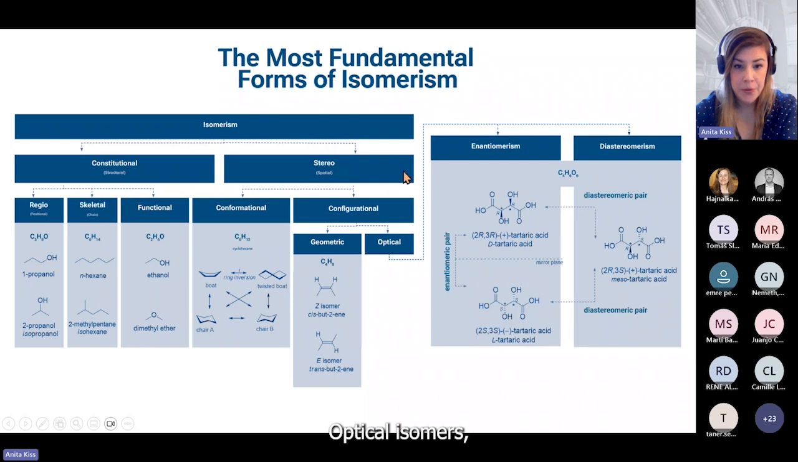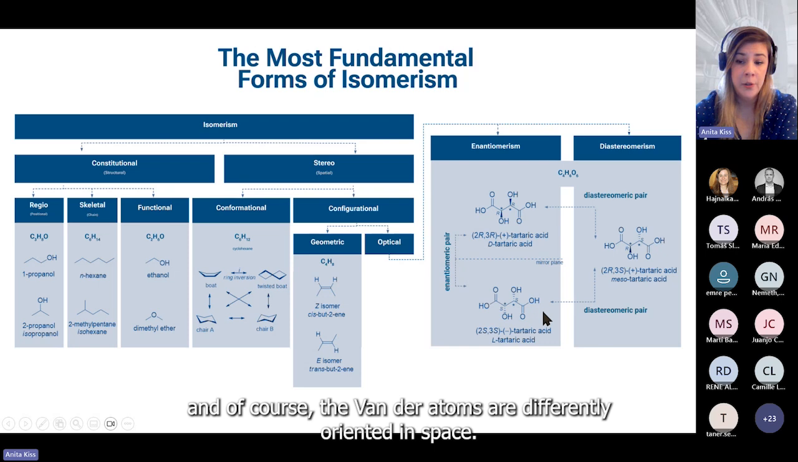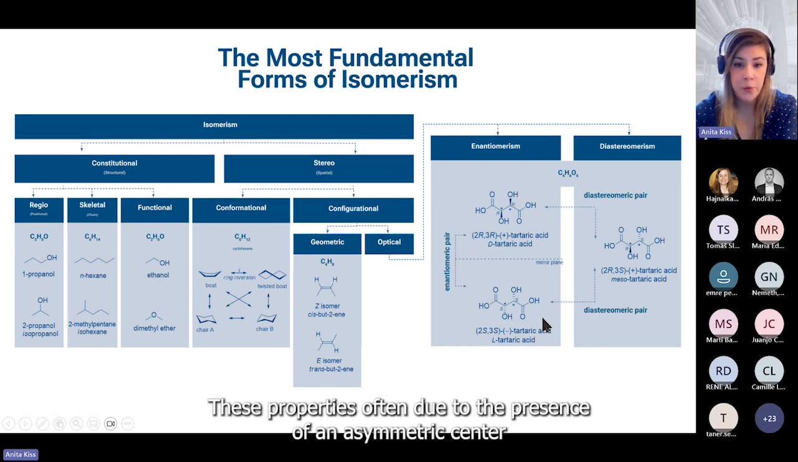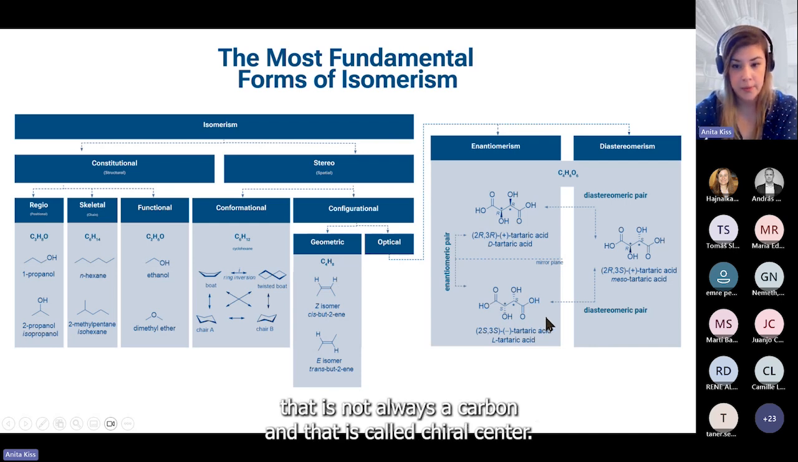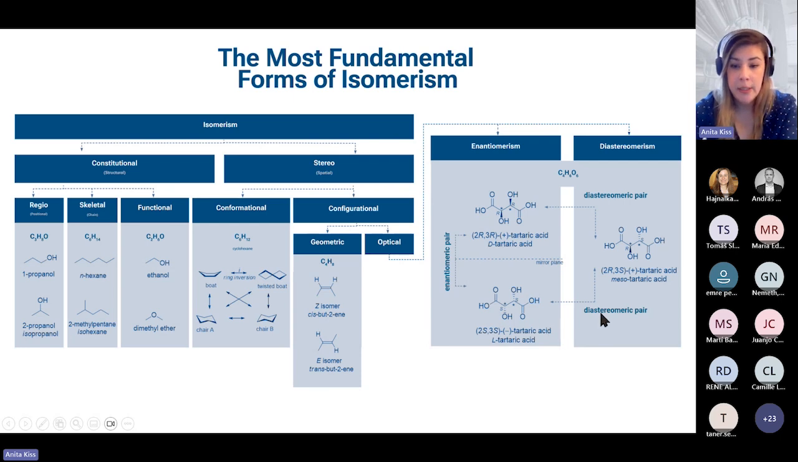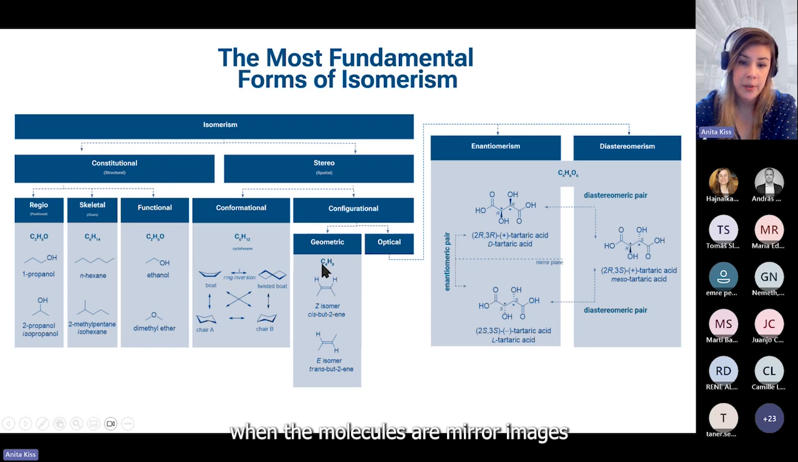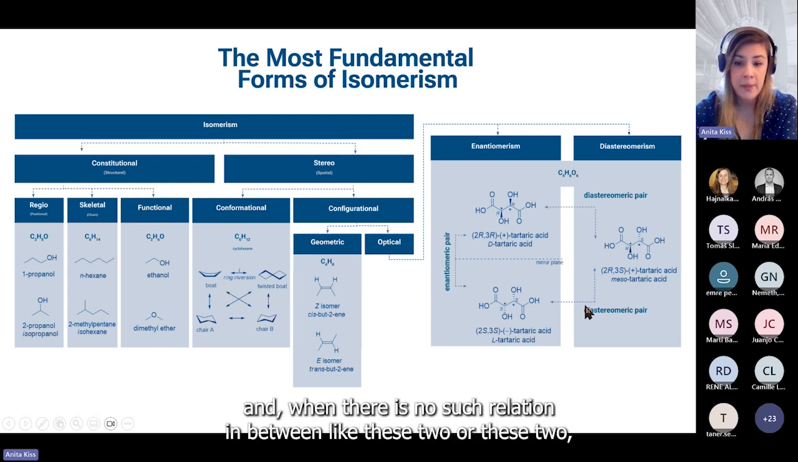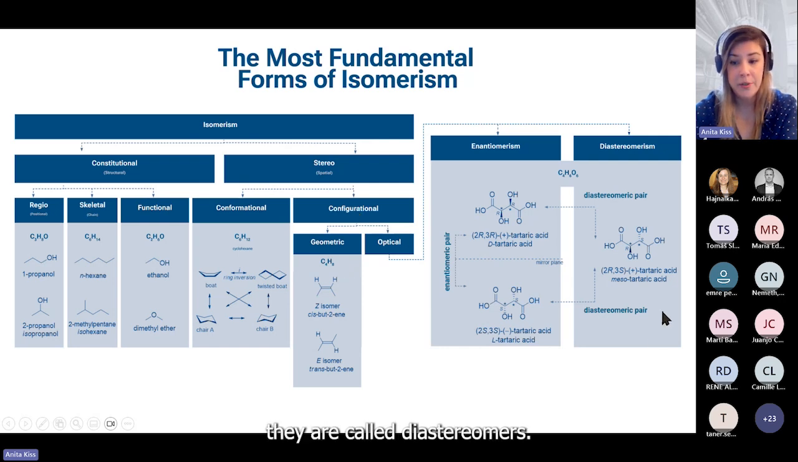Optical isomers, these two types. Optical isomerism occurs when their atoms are differently oriented in space. This property is often due to the presence of an asymmetric center that is not always a carbon, and that is called a chiral center. To put it simply, when the molecules are mirror images of each other, like these two here, we call them enantiomeric pairs, and when there is no such relation between them, like these two or these two, they are called diastereomers.